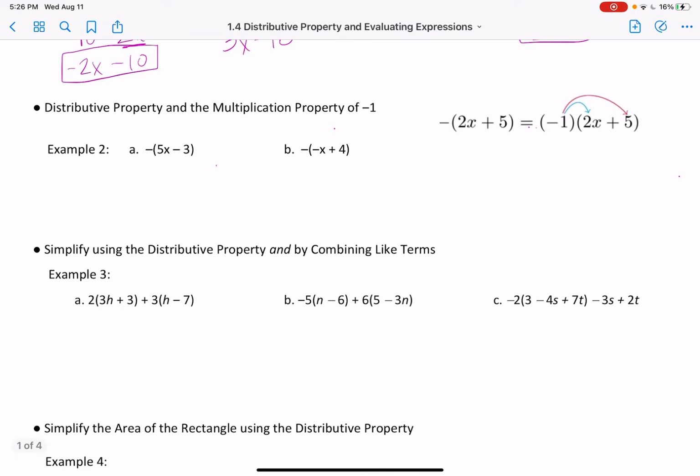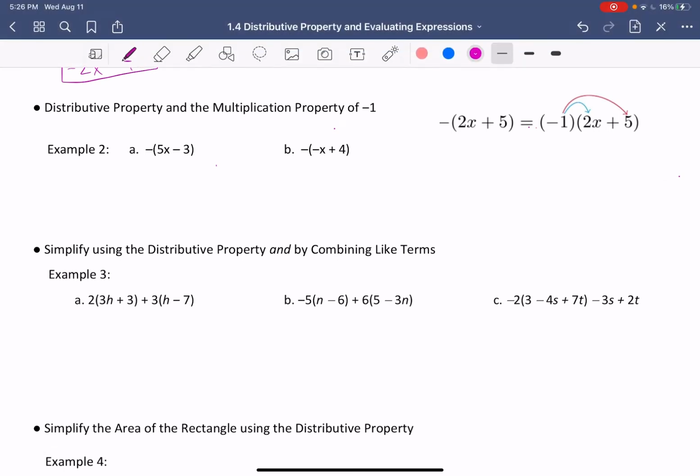All right, so we have previously talked about the distributive property and the multiplication property of -1. So remember, anything times -1, okay, is going to give you the opposite. But it's still important here that we're distributing it out. So -1 is going to go to 2x, and -1 is also going to go to 5. So let's do a couple of those.